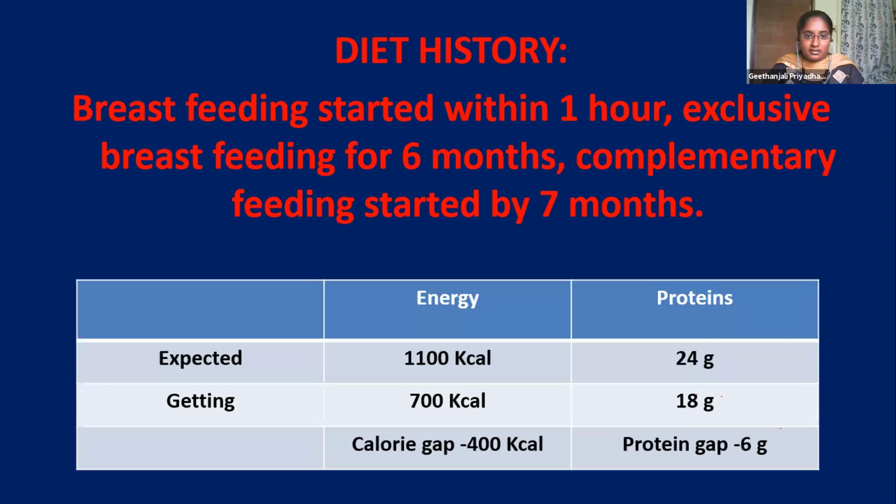Diet history. Breastfeeding started within 1 hour. Exclusive breastfeeding for 6 months, and complementary feeding started by 7 months. The energy the child gets is 700 kilocalories as against the expected 1100 kilocalories. There is a calorie gap of 400 kilocalories, and there is also a protein deficit of 6 grams.